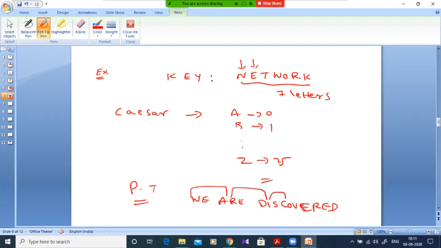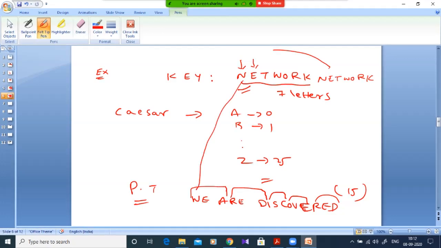Now take it like this. The key is OCCURRENCE. This is the key, and the plain text is something like this. It should be a secured message: we are discovered, save yourself. Okay, this is the message we need to secure, and we have to use the key here. This technique is using the key as occurrence.